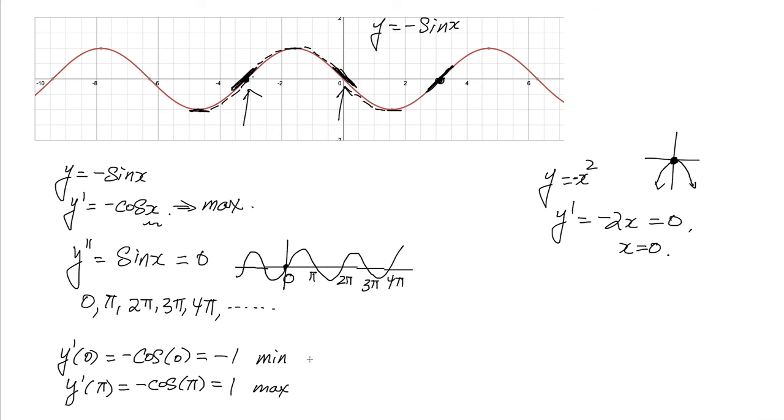The minimum occurs every 2 pi k. So it occurs at 0, it occurs at 2 pi, it occurs at 4 pi, and so on and so forth, for all k that belong to the set of integers. And the maximum occurs at pi plus 2 pi k, where again k belongs to the set of integers. So the first one here will be pi, the next one will be 3 pi, 5 pi, and so on and so forth.